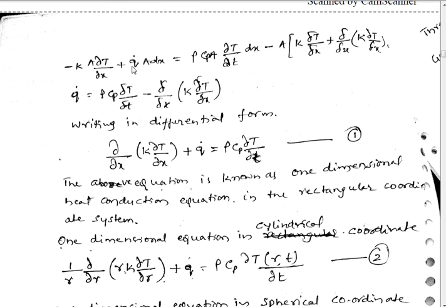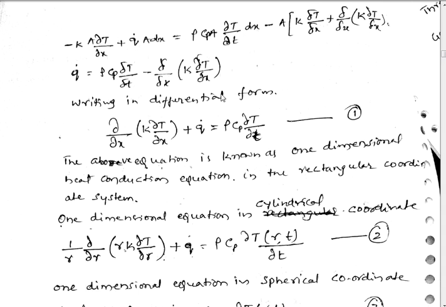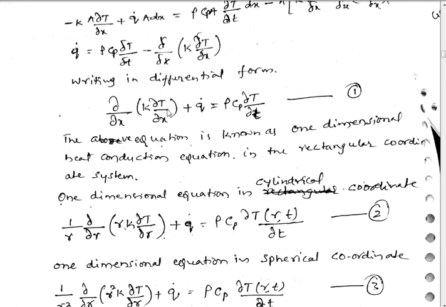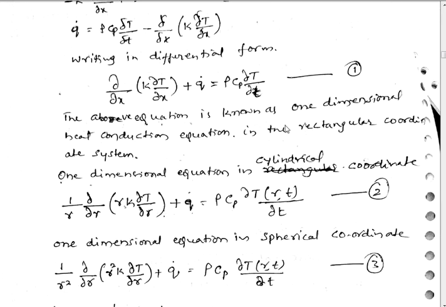Then the q dot remains on the left-hand side. Rho Cp dou T by dou t remains as the next term on the right-hand side, and dou by dou x of K dou T by dou x remains as the second term on the right-hand side. Writing the differential equation, we can write dou by dou x of K dou T by dou x plus q dot is equal to rho Cp dou T by dou t. This is the differential form of the equation. This is the one-dimensional heat conduction equation.